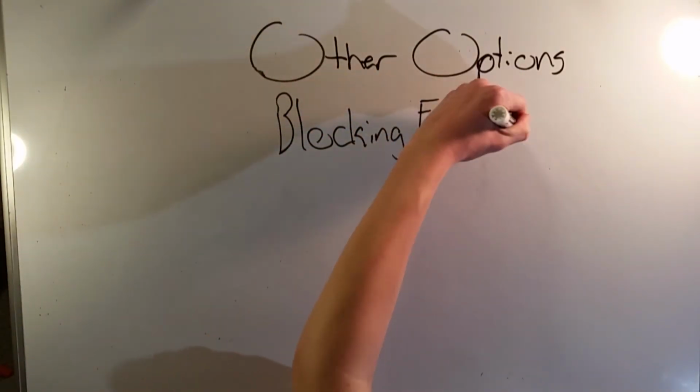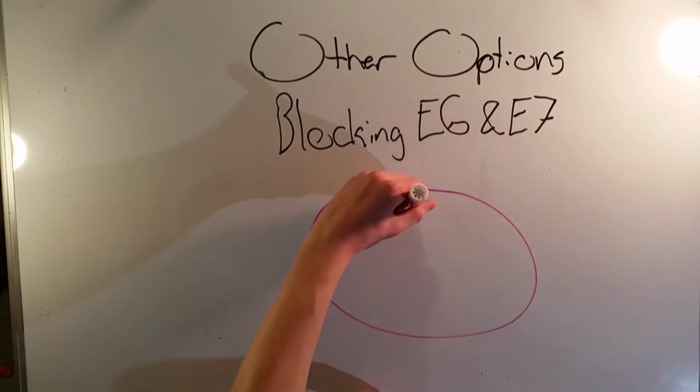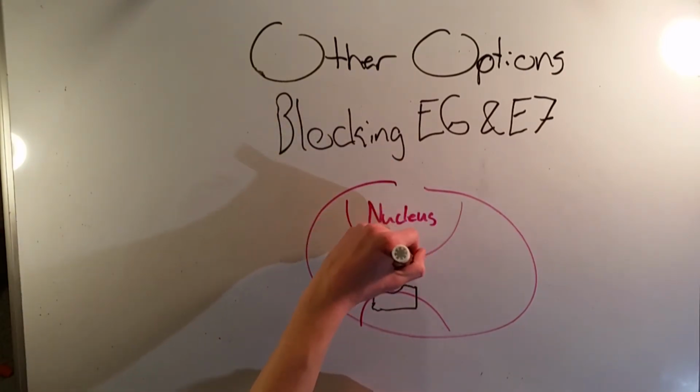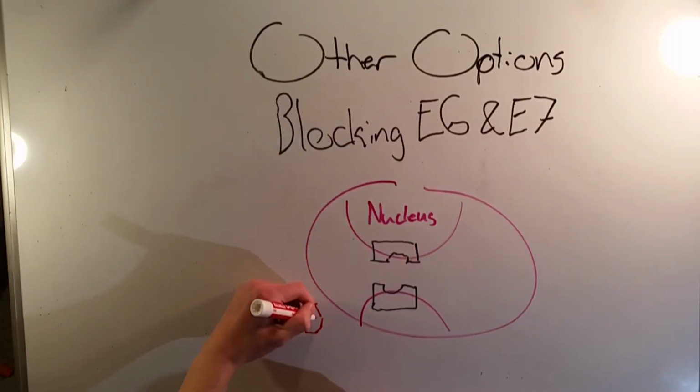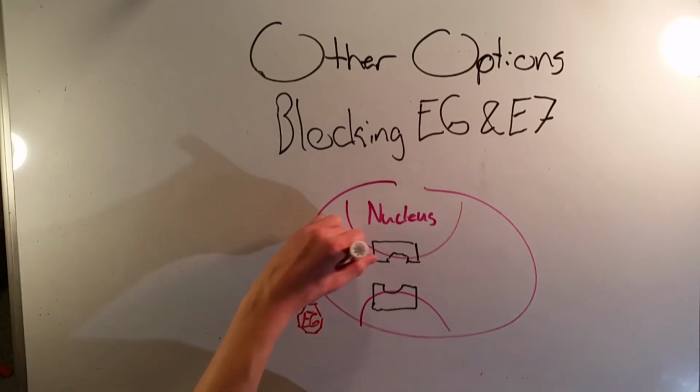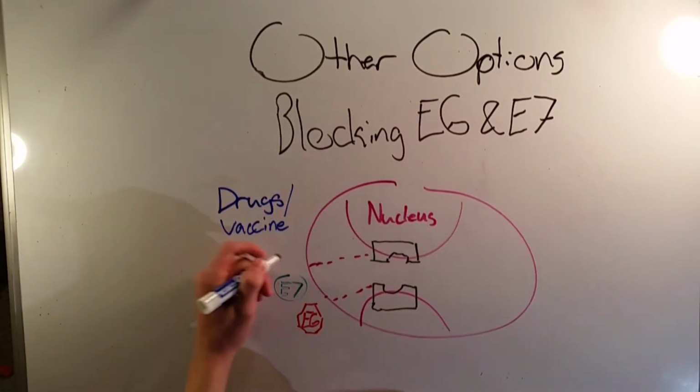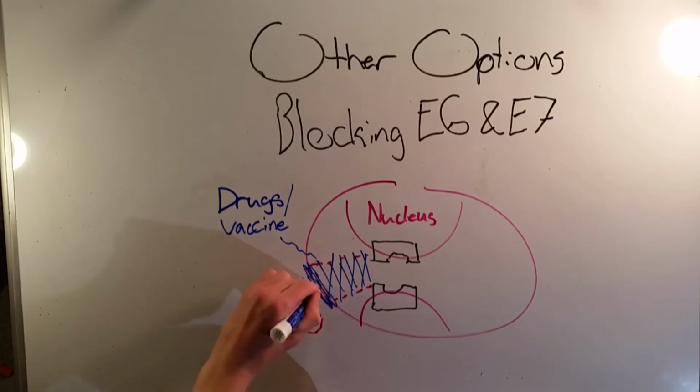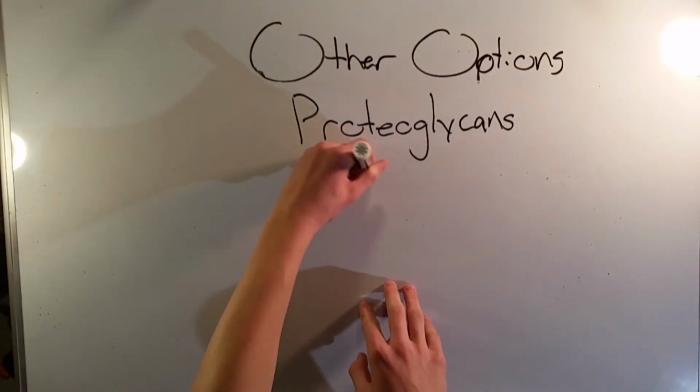Another treatment option is blocking the E6 and E7 proteins from entering the nucleus. By blocking the pathway that allows the E6 and E7 proteins into the nucleus, they can no longer bind to P53 and PRB and therefore cannot cause precancer.